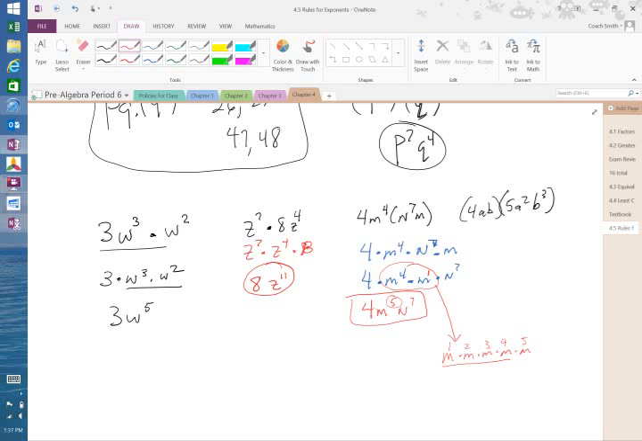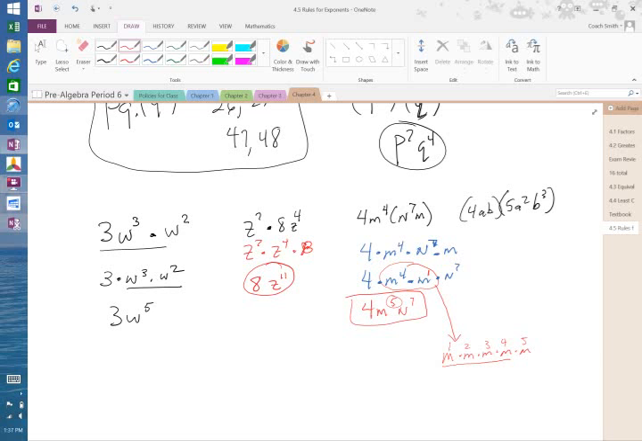M to the 4th means I am taking an m and multiplying it by itself 4 times. Just like 2 to the 4th power is 2 times 2 times 2 times 2, 4 2's. M to the 4th power is m times m times m times m. Then I multiply it by another m. So there's 5 total m's in that problem. That's why it's m to the 5th power.